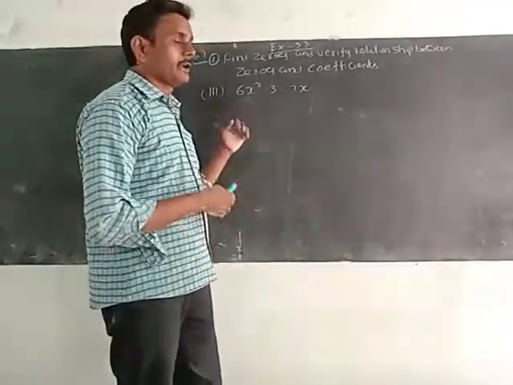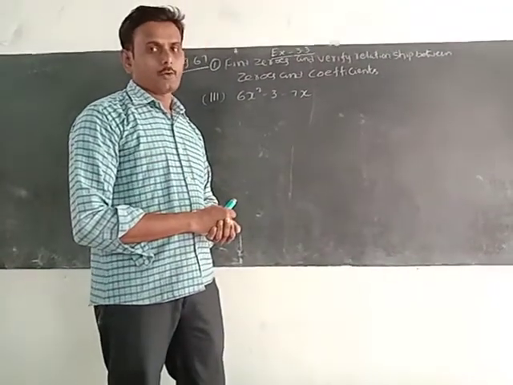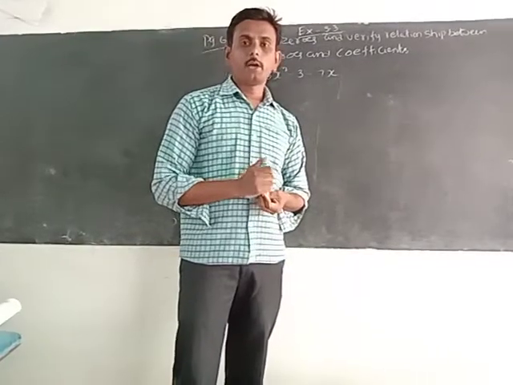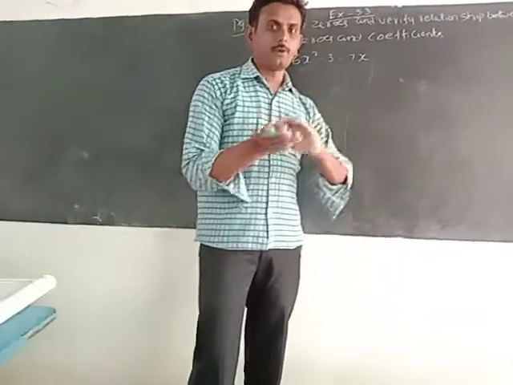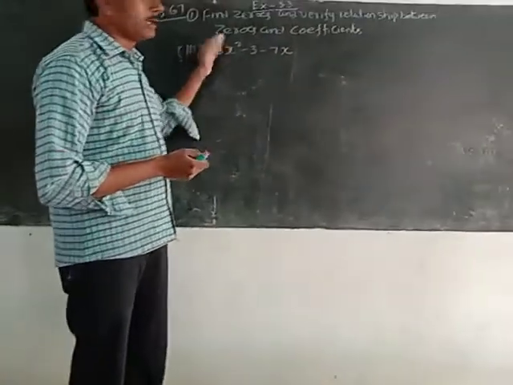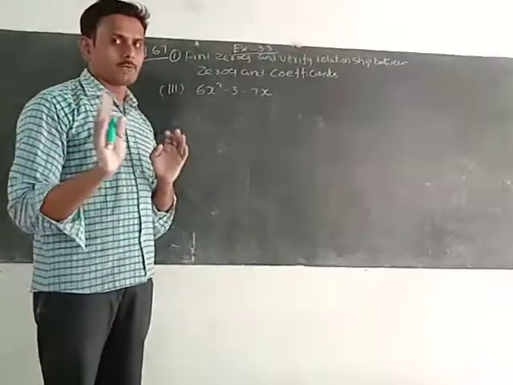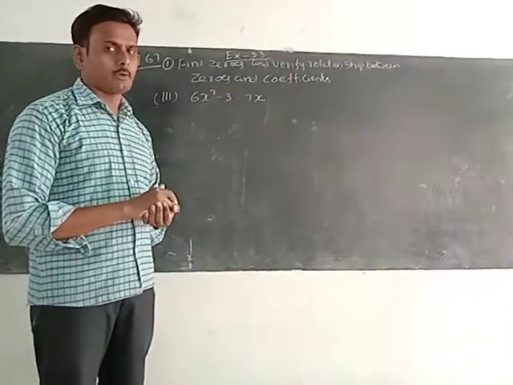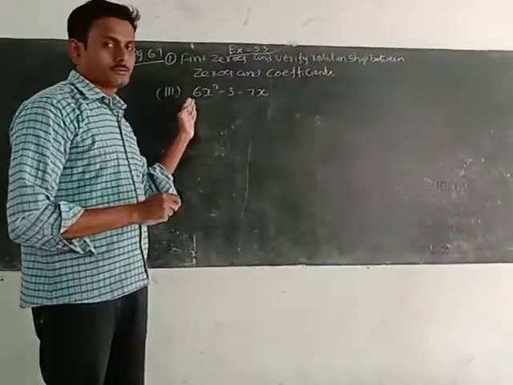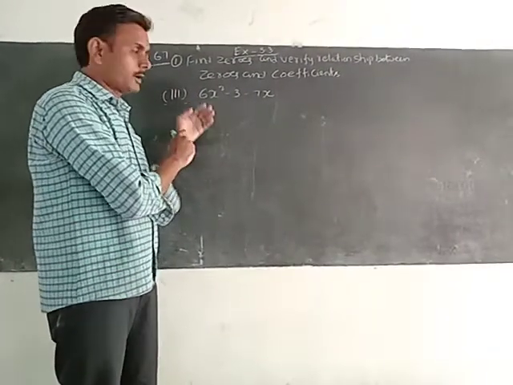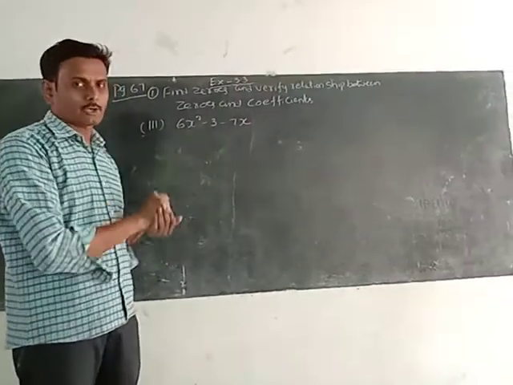Whenever a quadratic polynomial is given to you, we have to find its zeros, and later verify the relationship between the zeros and coefficients. Now what is the given question? The first one and second one you can do yourself, no problem with those. Those are the example 3 model. The third question is given a little bit differently, that one I will discuss. If you follow this one, we can do the first and second questions also.